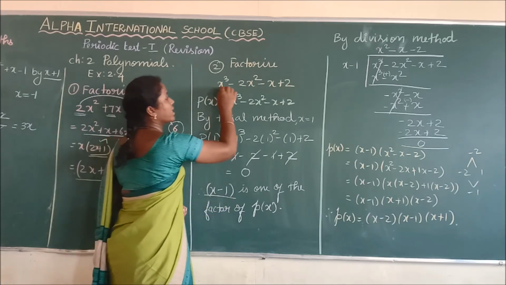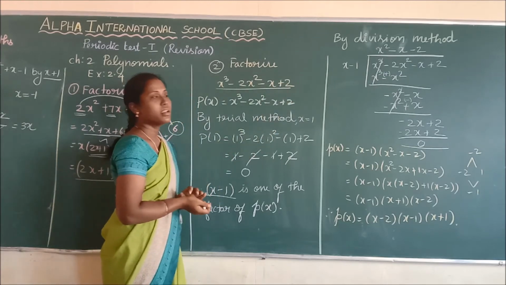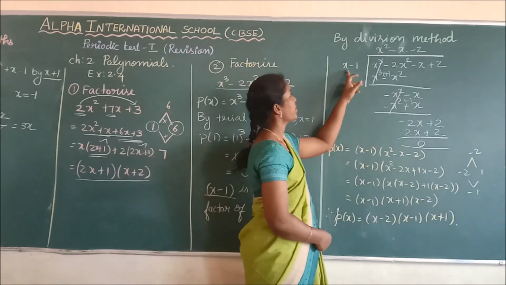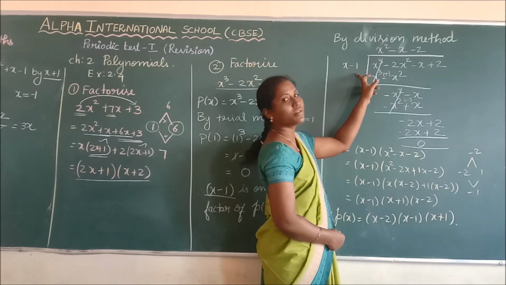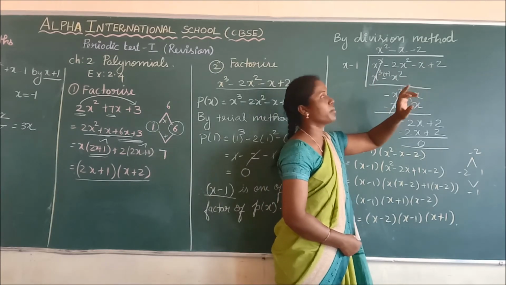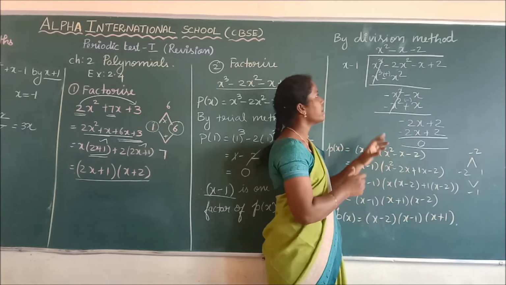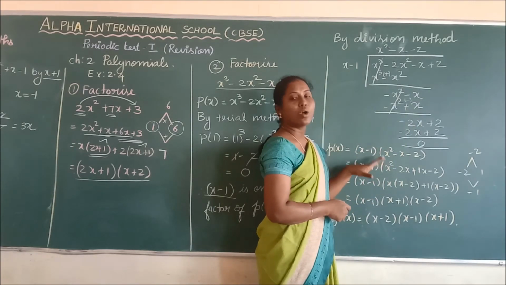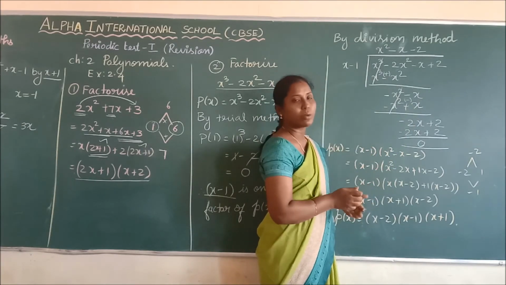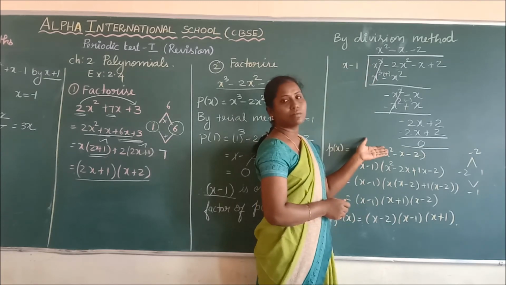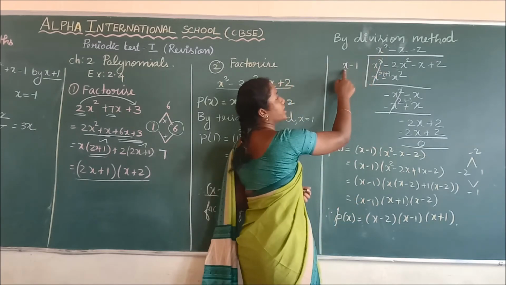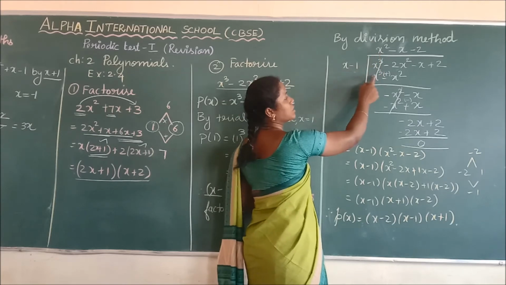Using this factor, we are going to divide the polynomial by the division method. See, x minus 1, one of the factors, we are going to divide the polynomial x cube minus 2x square minus x plus 2. Already in exercise 2.3 we learned how to divide a polynomial by another polynomial. Follow the same method. So x square into x is x cube, x square into minus 1 is minus x square.